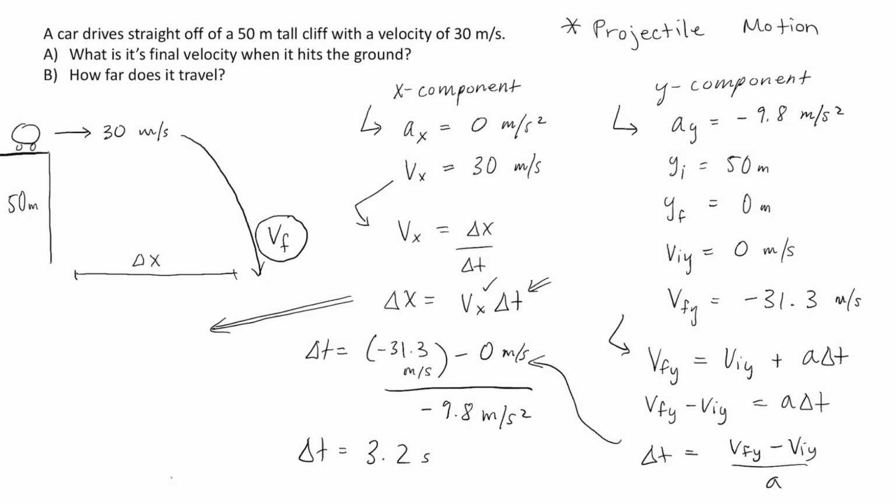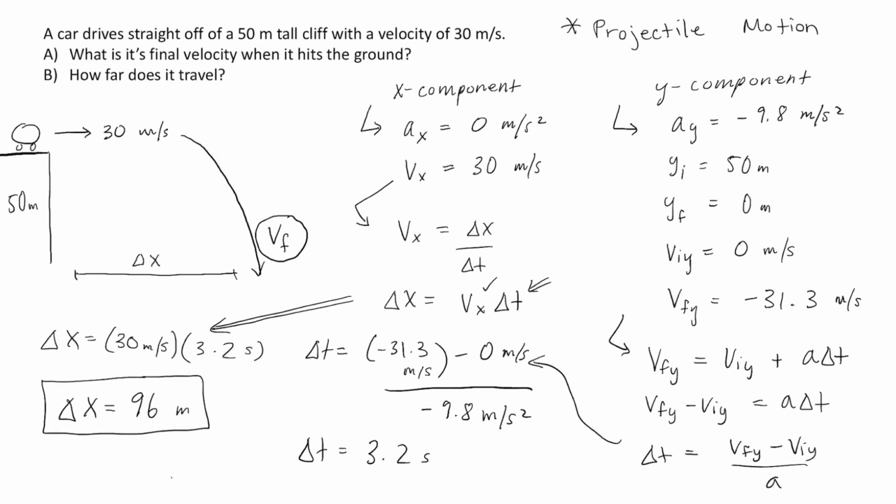And with that, we can use our uniform motion equation. All we have to do is plug in our velocity and our time, and we find that delta x is equal to about 96 meters. And that's the end of this projectile motion question.